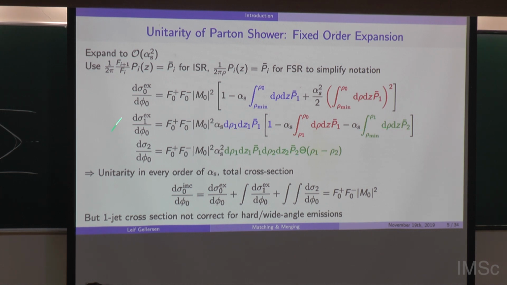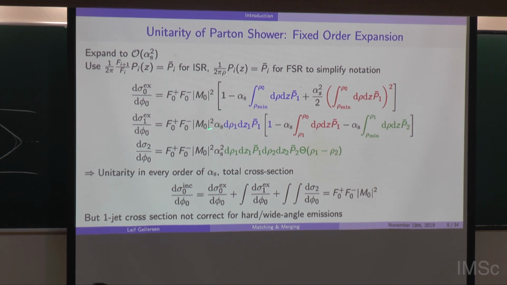Then if we integrate over the one-jet contribution, get this integral here. So together with this one, these two will cancel that one. And this term here will cancel that one. So what we end up with, if we integrate over all the differential exclusive samples here and sum them up, is the inclusive cross-section, which we started with. And that's the unitarity of the Parton shower in terms of an alpha s expansion.